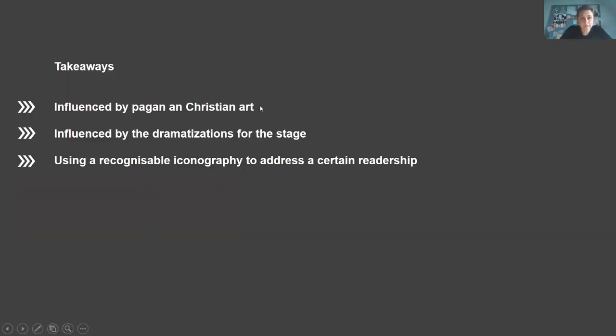And there we come to the end of our second part. And these are the takeaways I hope you could examine. We see that the Gothic illustration, nonetheless Gothic, was heavily influenced by pagan and Christian art. And it was also influenced by the dramatization of the stage and the technical means of the stage. And the use of a certain recognizable iconography was to address a certain market or a certain readership. If we see the Apollo of Belvedere, of course, some of the readership and some of the public would recognize these forms and this aesthetic.